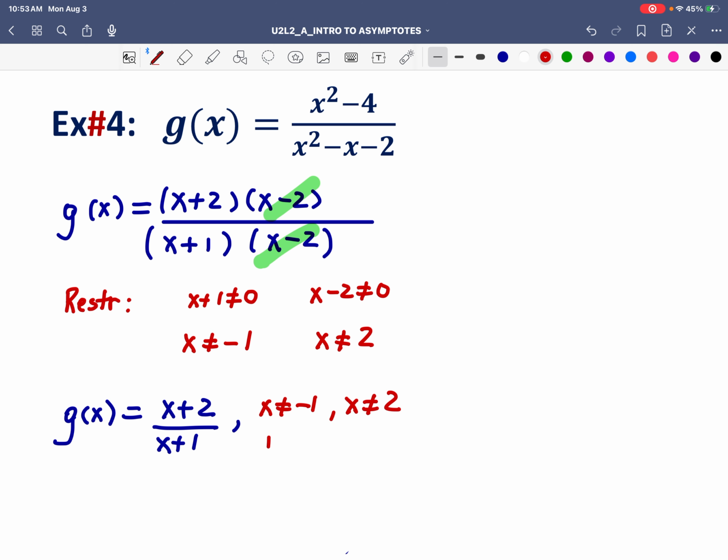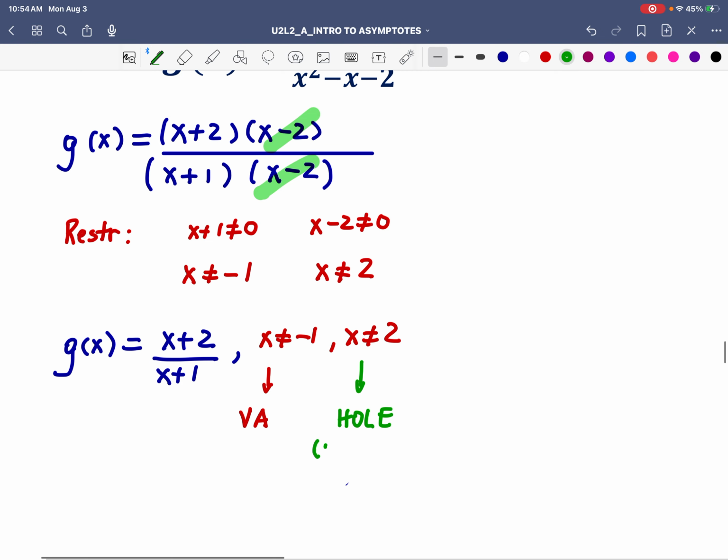Now, we're going to say that here, the function will have a vertical asymptote because it's still in the denominator, whereas right here, the function will have a hole because it's a removed restriction. Or removed asymptote, we should say.